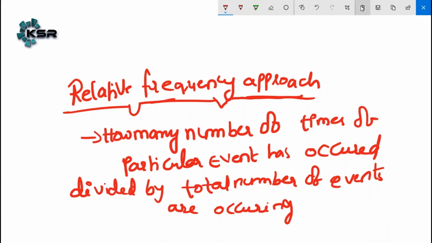Let's say I toss a coin for 100 times. Please be careful. What is the probability of getting 110 heads?